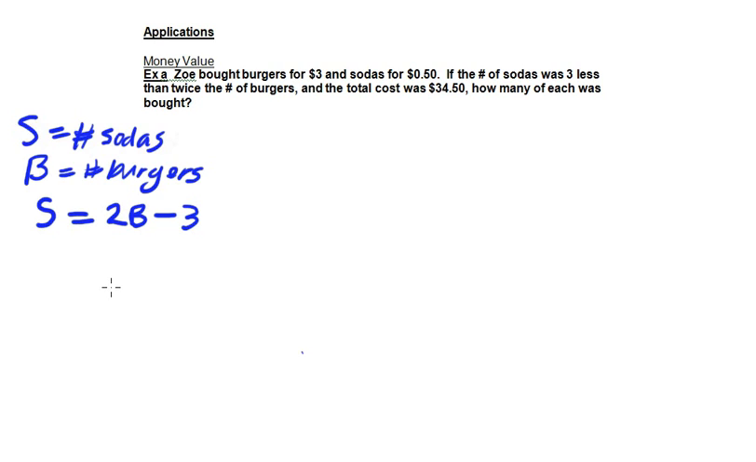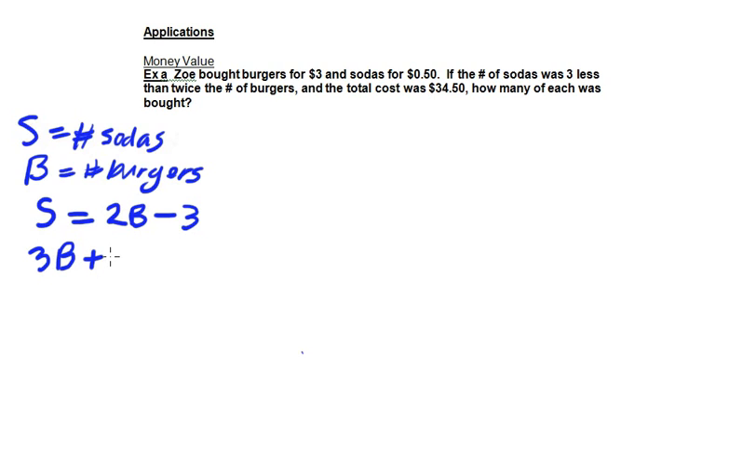Now the second equation is related to the money amount. And what we see is the total cost was $34.50. So that's going to be the amount of money that was paid for a certain number of burgers, and then adding to that the amount of money that was paid for the sodas. So if each burger is $3, the amount of money that we pay for all the burgers is 3 times the number of burgers. So that's the money value of the burgers.